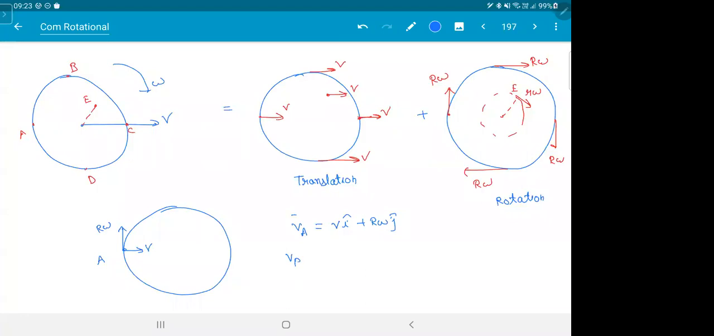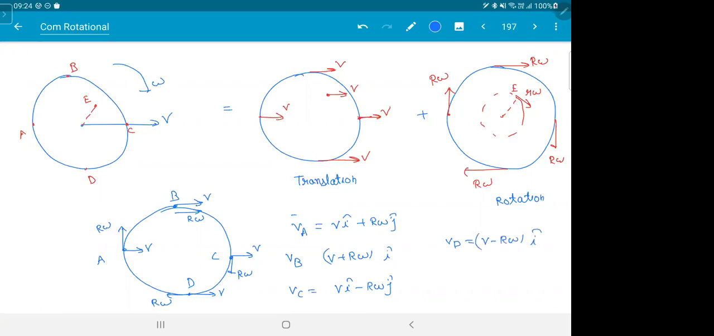If you want Vb, where is B? It is at the top, right? So V forward, R omega also is forward. So it is V plus R omega i cap. For Vc, V this way, R omega this way. So it would be V i cap minus R omega j cap. This point is D. So V forward, R omega backward. V minus R omega i cap. Are you getting it? So translation and rotation you have to add vectorially. I'll show you point E on the next page.